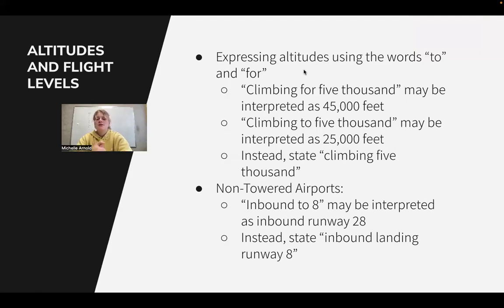Expressing altitudes using the words 2 and 4, you need to be careful with this, and you really just don't want to use these words at all. So if you're saying, oh, climbing for 5,000, this can be interpreted as you're climbing to 45,000 feet instead of 5,000. Or climbing to 5,000. This is going to be interpreted as climbing to 25,000 feet instead of climbing to 5,000 feet. So instead just say climbing 5,000. Just get rid of those filler words altogether.